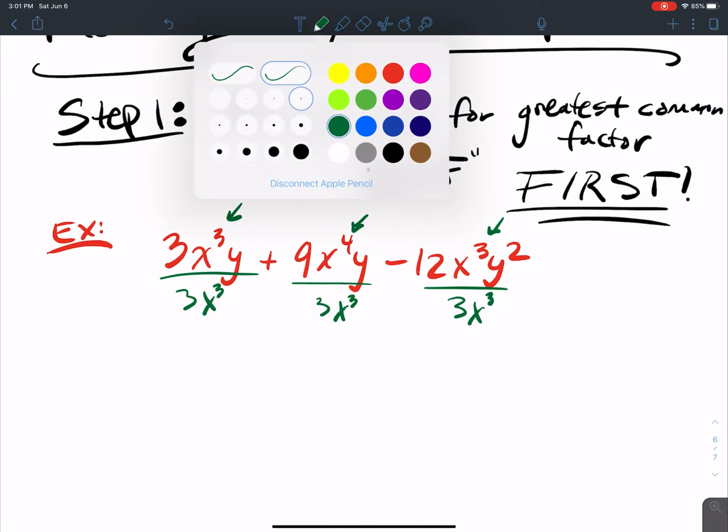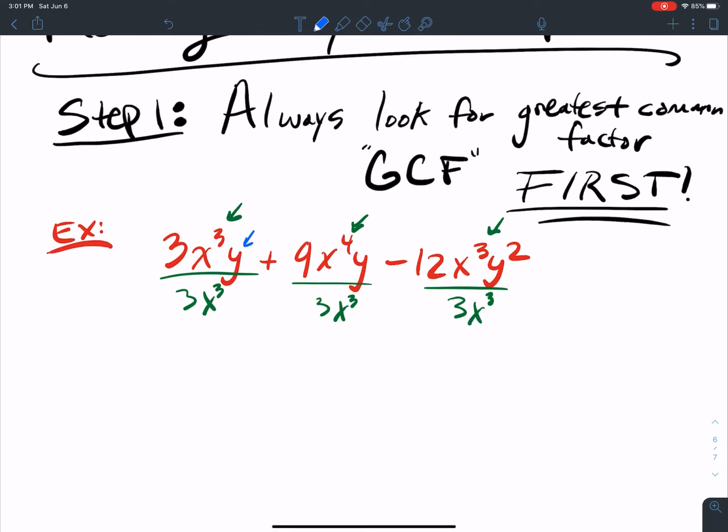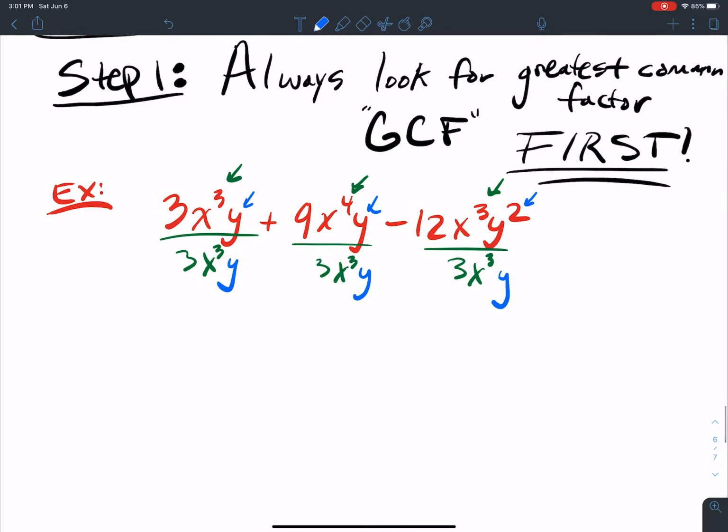Now the y's, there's 1 y here, 1 y here, and 2 y's there. The most I can take out, well, I can just take 1 y out. I can't take any more out, okay? So what does that leave me with? Well, my GCF is 3x cubed y, but then what do I have left inside? Well, that's why I'm dividing through here, so I see what cancels.